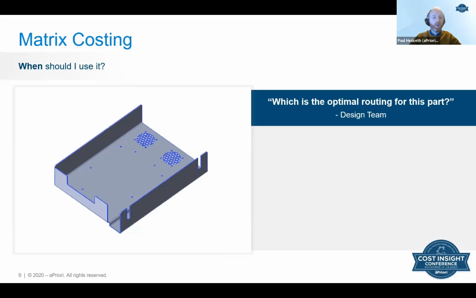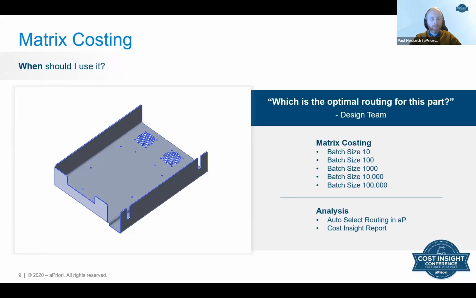And a design engineer who's using aPriori for should cost estimates would potentially use this if they hear something like, what is the optimal routing for this part? So these sorts of keywords should inform us that we should potentially think of matrix costing. And what we can do in this instance is feed the matrix costing some inputs like batch size. Really simple. This is 5 different batch sizes. It will create a 5x1 matrix. And what this will allow a user to do is run these 5 parts concurrently in the background while they work on something else.